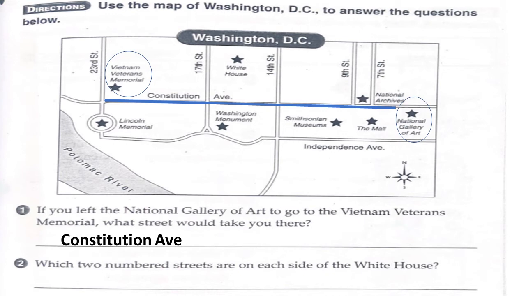Alright, so which 2 numbered streets are on each side of the White House? So again, I'm going to look for the White House. There it is. Then I'll look on either side and I see 2 streets. And the first street I see is the 17th and the 14th. Both of them. Simple. Just write those street numbers down. Easy, right? Now let's see if you can try the next questions yourself.